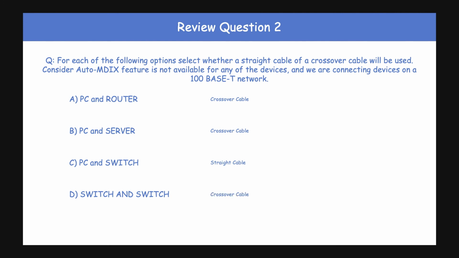Part D. Switch receives on pins 1 and 2. Since both sides are switches, and the question explicitly states that the auto MDIX feature is not available, the switches will not be able to communicate with a straight cable. Therefore, a crossover cable will be needed. So in this question, you see that there are explicit instructions and you need to follow them while making a decision. Sometimes in haste, minute details are overlooked. Let me assure you that you will get ample time during the exam, so don't rush.